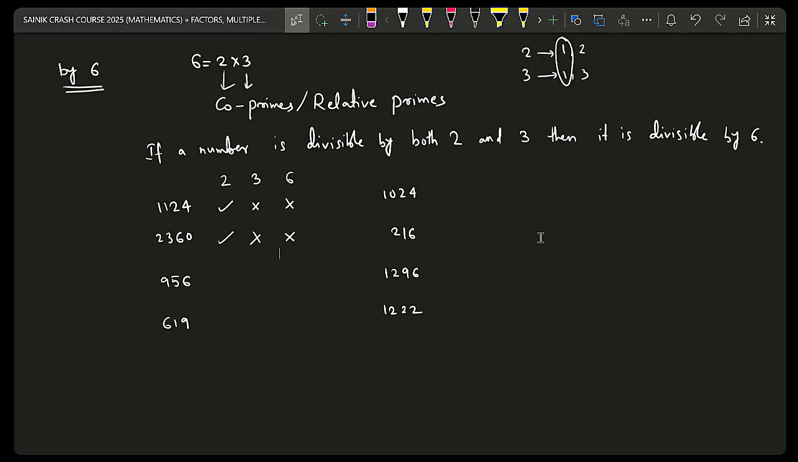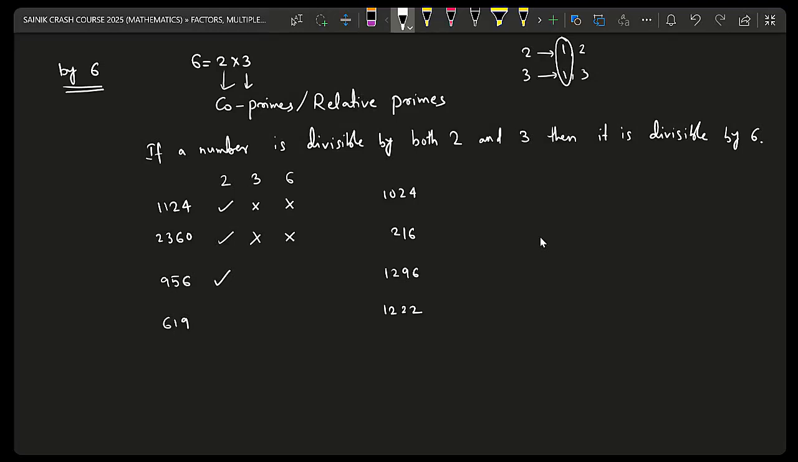Okay, check if this number is divisible by 2 or not. What is the last digit of this number? Akshit, what is the last digit of this number? 6, sir. So if it is 6, is it divisible by 2 or not? Yes, sir. What about 3? Is it divisible by 3? How can you check a number is divisible by 3 or not, Akshit?